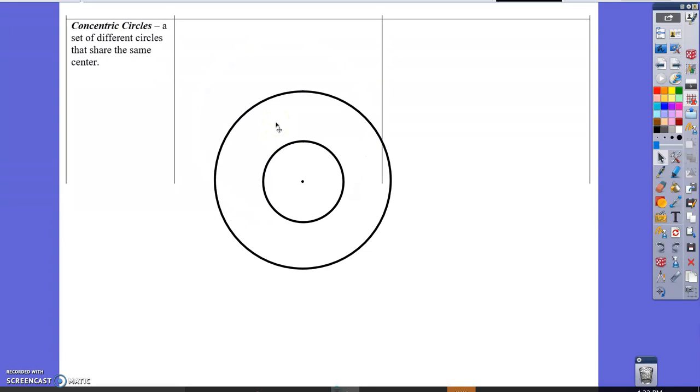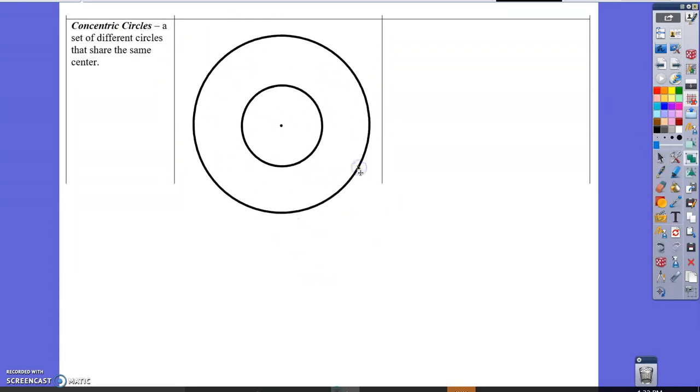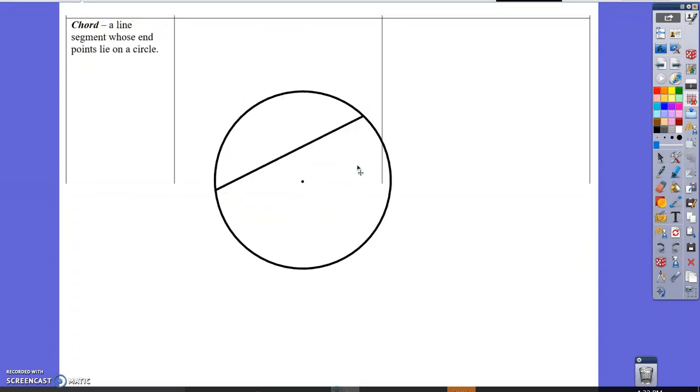Next, we have concentric circles. And you might remember learning about these last year in Math 1. Concentric circles are 2 circles that share the same center. You know, it looks like a donut. So that's kind of the idea with concentric circles.